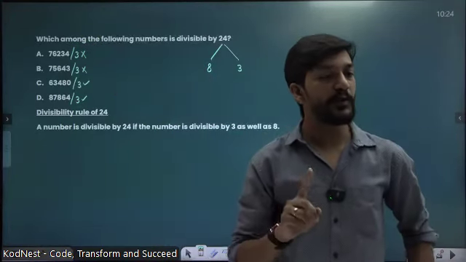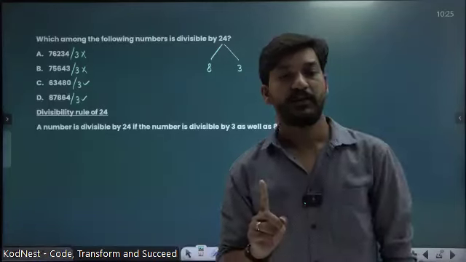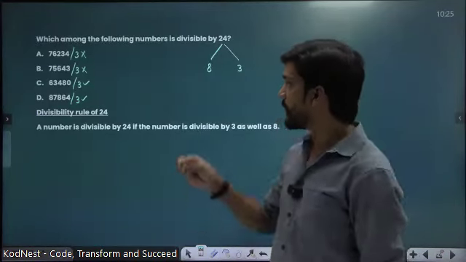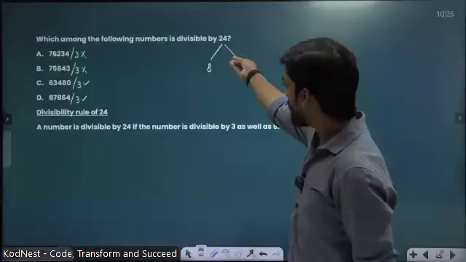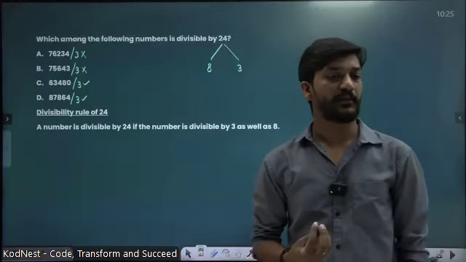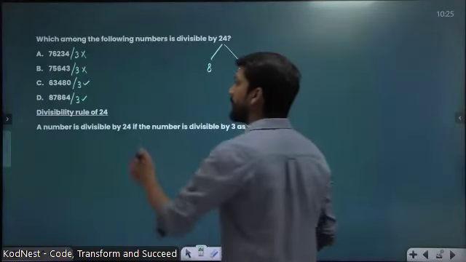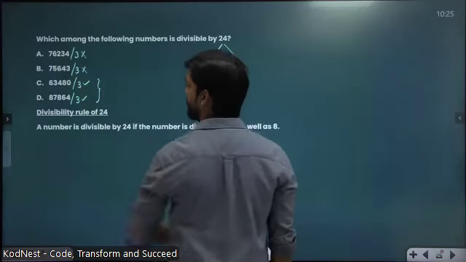Should I take A and B option? Yes, no? No, not required because they are not divisible by 3. So why check with 8? Time waste, right? So don't check. These only I will check with 8.